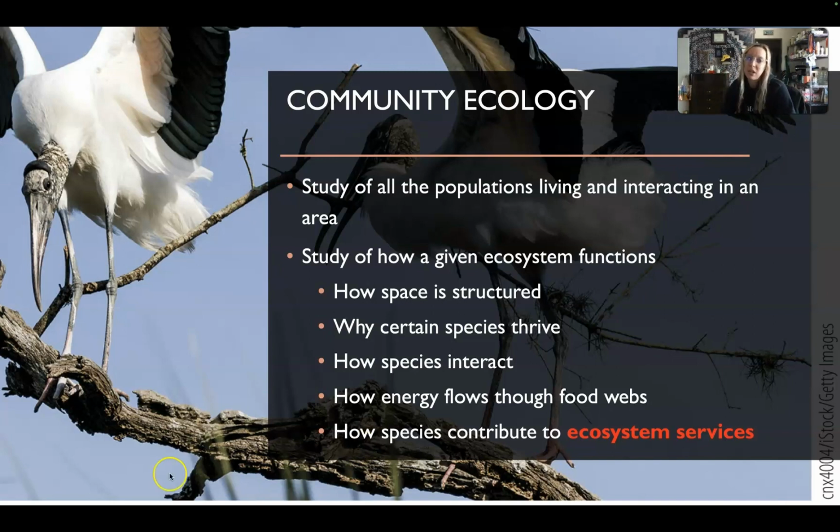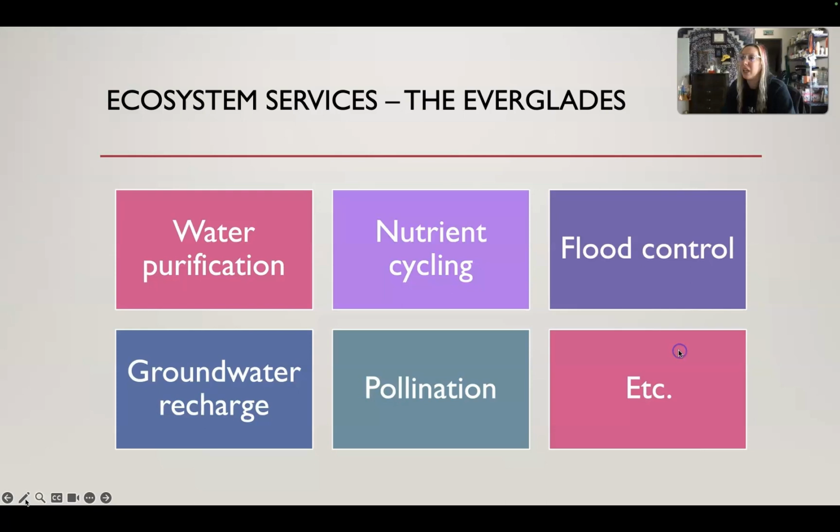Then lastly, community ecology looks at how species contribute to ecosystem services. There are all different kinds of services that an ecosystem can provide, and this basically means all the provisions that an ecosystem can offer. So here for the Everglades are some examples of ecosystem services.